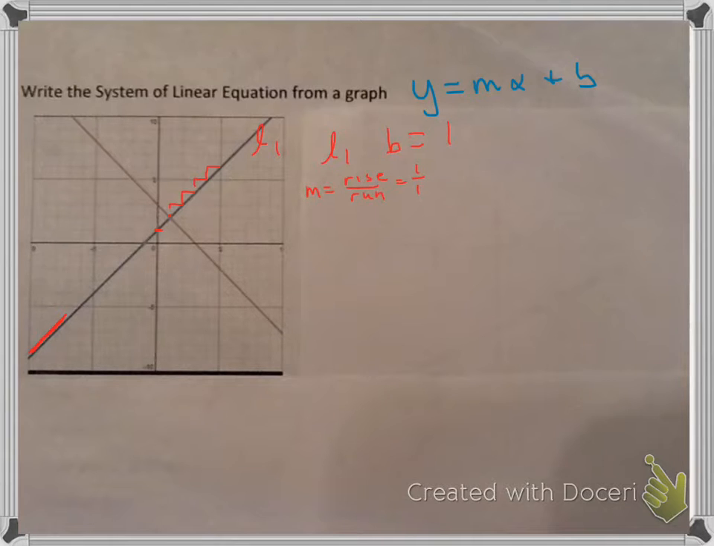Since my slope is 1 to 1, my slope is 1. So my equation is going to be, we'll do it in dark here, y equals, my slope is 1, x, and my y-intercept was 1. So my equation is y equals x plus 1.